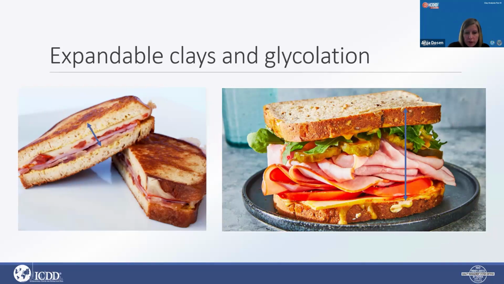Now if we take a look at this sandwich, someone wanted a lot more toppings. So now we have ham, cheese, tomato, pickles, arugula, and this D spacing is a lot bigger than this one, right? So that is how expansion and contraction works. If you take the sandwich to someone and they say, I don't like pickles and I don't like tomatoes, and they take out the pickles and the tomatoes, this is going to be smaller, right? So this D spacing is going to contract. This is the same thing that happens with clays, just not with pickles and tomatoes.